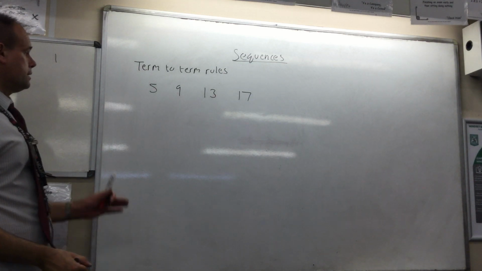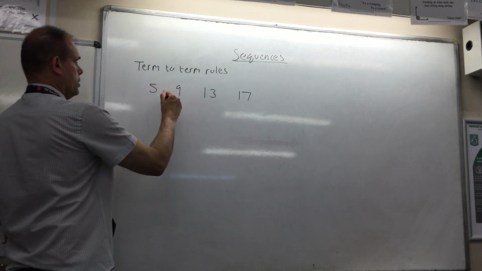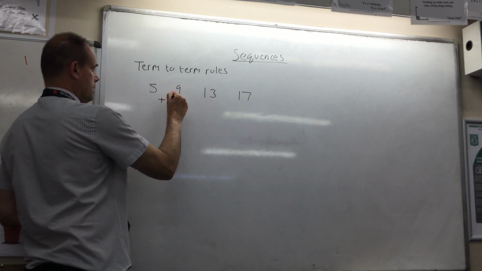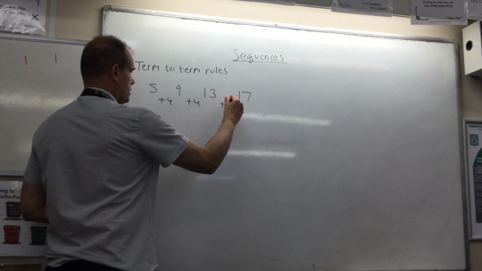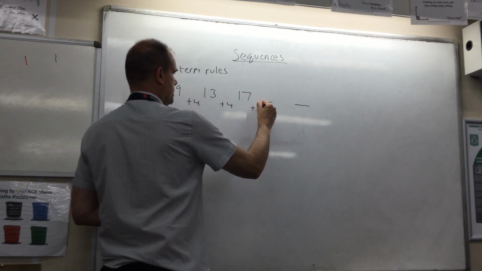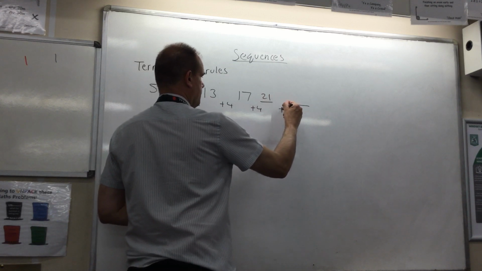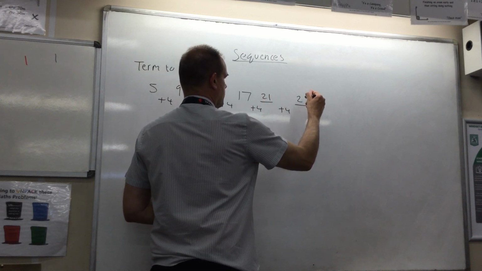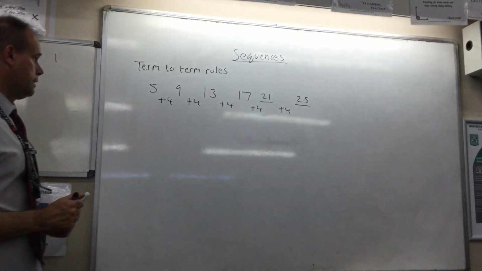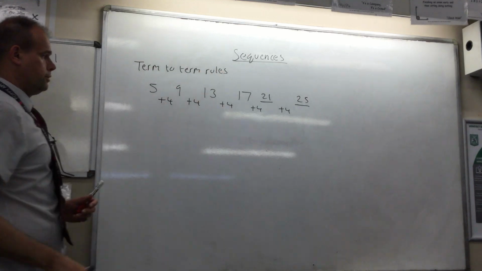You can see that term to term, that's the first term, that's the second term, that's the third term. So you can see you're adding on 4 each time. So if you were to find the missing two numbers here, add 4 on to 17, that will give you 21. Add 4 on to 21, that will give you 25. And that's the term to term rule there. 5, 9, 13, 17, 21, 25. Term to term, you're adding on 4 each time.